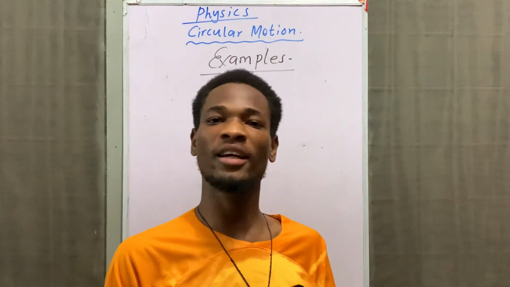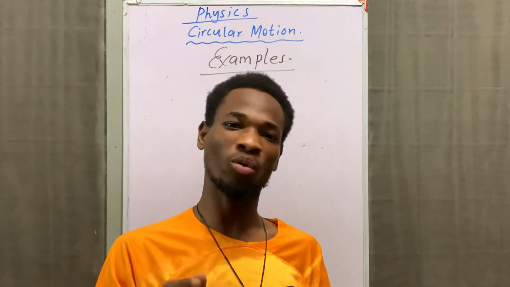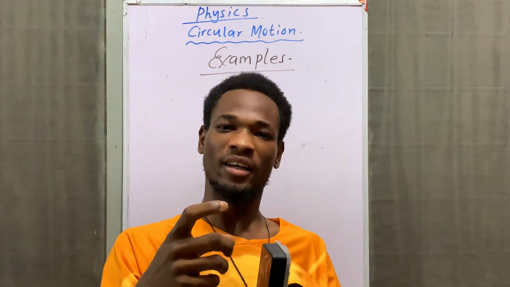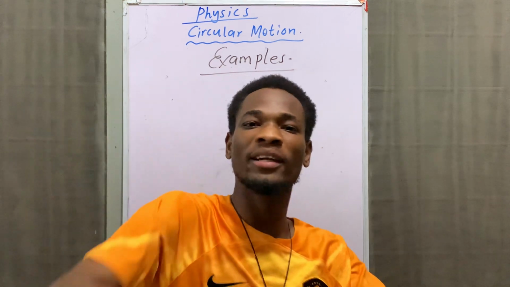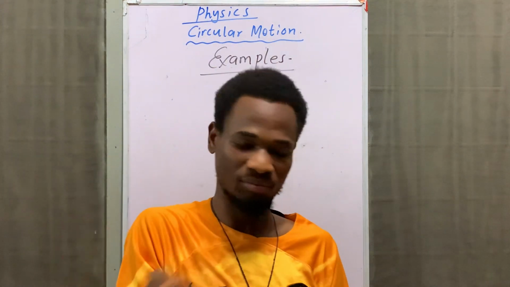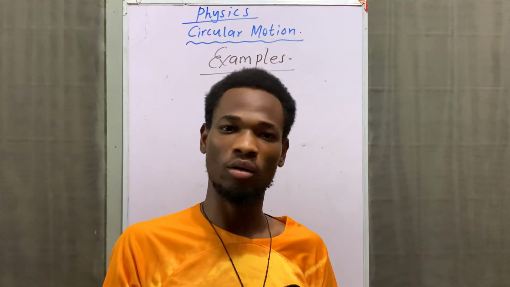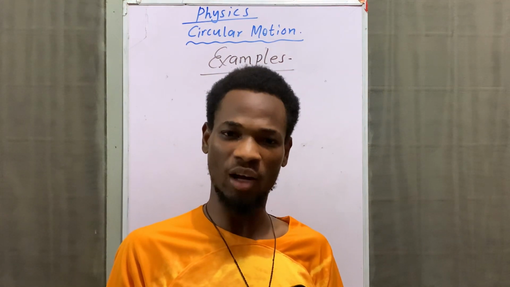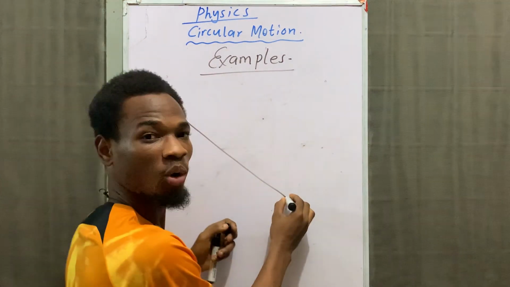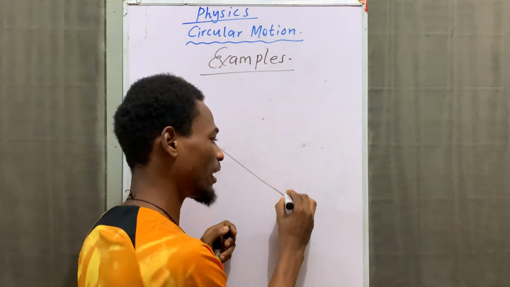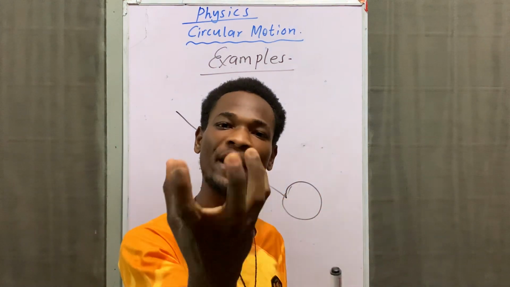For example, let's say a stone, or when you tie a stone to a thread or a string and you wound it in the form of a circle, you realize that it will perform circular motion. So you have a string or a thread here, then you have a stone. In other words, you have a loaded mass or a bulb.